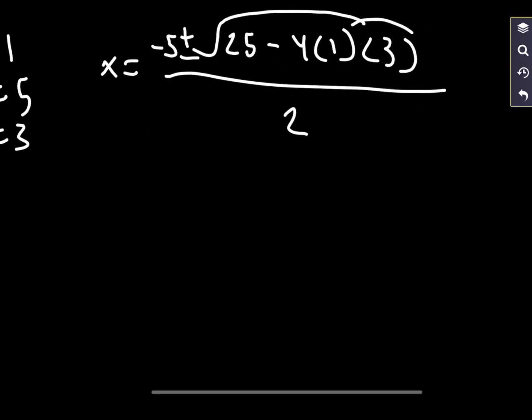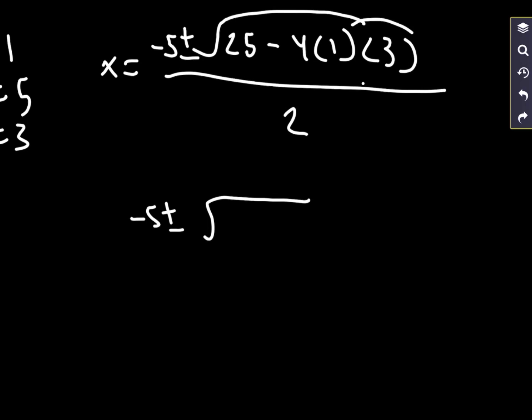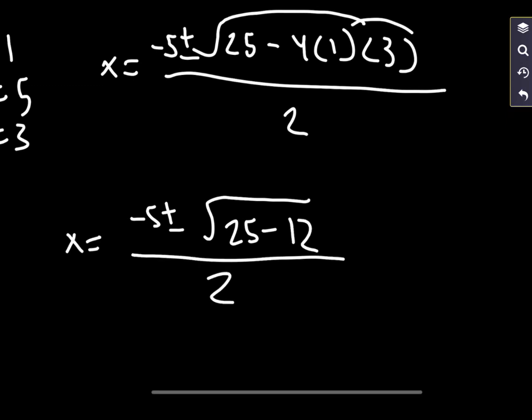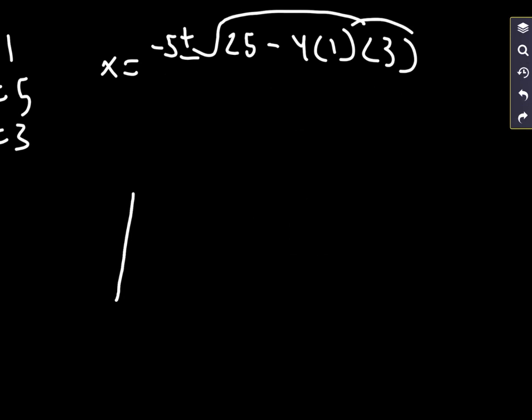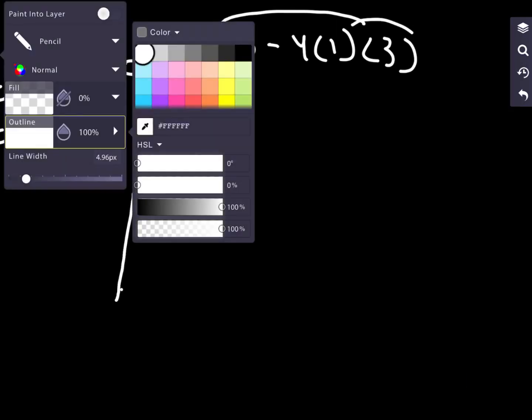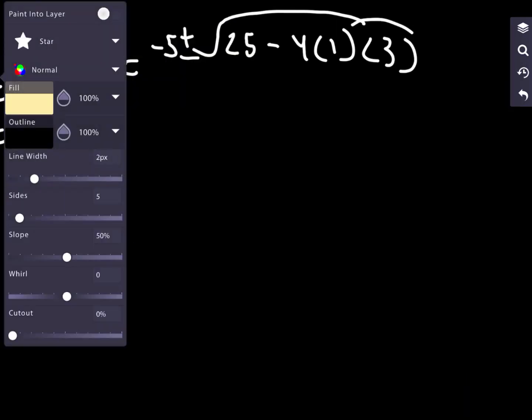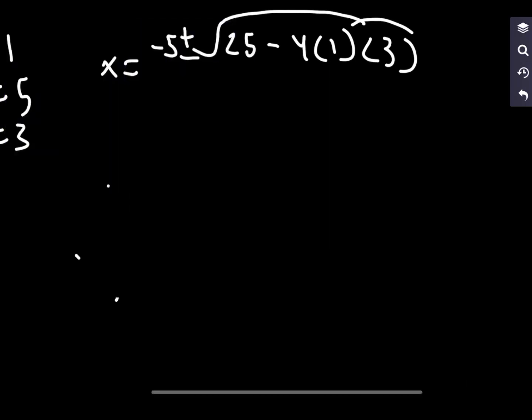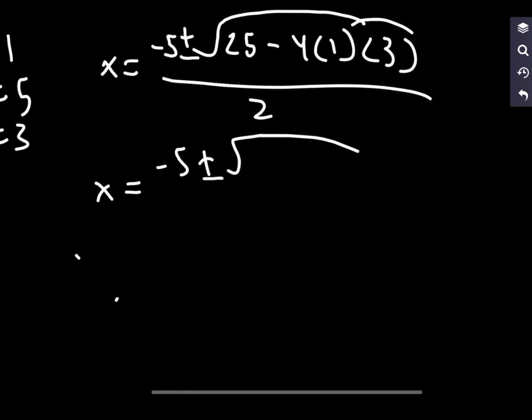When we simplify this, we're going to get negative 5 plus or minus the square root of this whole part, 4 times 1 times 3. That's going to be 12, over 2. Oh, my bad, wait, hold on. I have this line right here for some reason. I don't know where that came from. Okay. So we're going to get x equals negative 5 plus or minus the square root of 13, because 25 minus 12 is 13, all over 2.